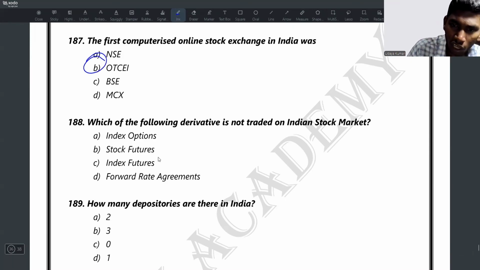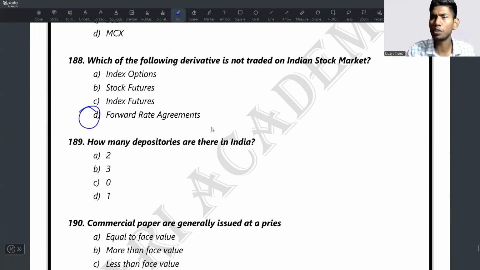Which of the following derivatives is not traded on the Indian stock market? Forward rate agreements. Index option is traded, stock futures, index futures, everything is traded, right? So here the forward rate agreements are not commonly traded on Indian stock exchanges. Instead, they are usually traded over the counter, OTC, or are not part of the derivatives available on exchanges like NSE or BSE. So they trade index options, stock futures, and index futures, right?